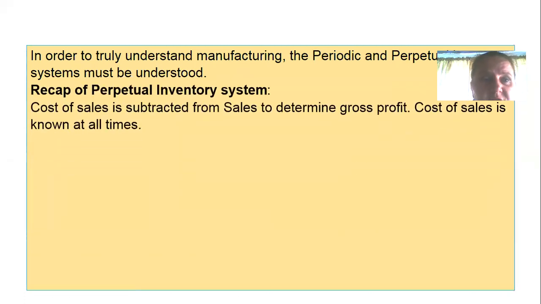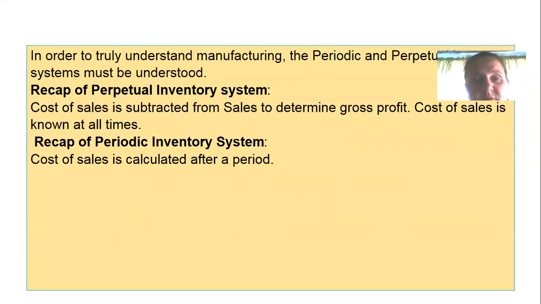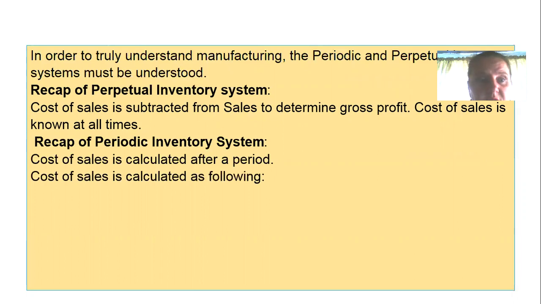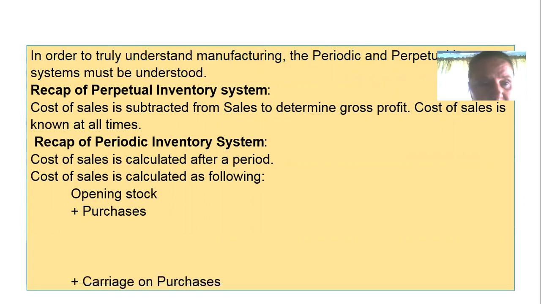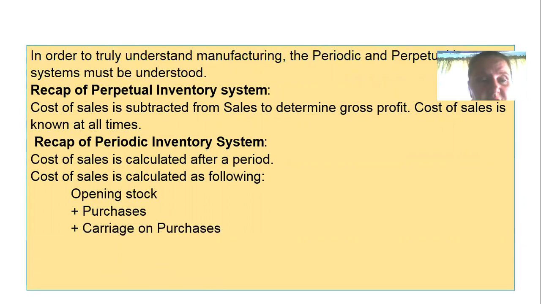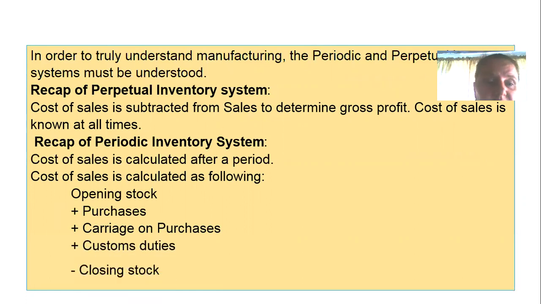With a perpetual inventory system, we know what cost of sales is all the time, so I can determine my gross profit at all times. With a periodic inventory system, it is only calculated at the end of a period, which means it is not known. In order to calculate the cost of sales, you need to know what opening stock is. Then you add purchases with everything that may entail, add carriage on purchases with everything that may entail, and also add any other costs like customs duties. From that figure, you subtract whatever stock you have left at the end of the period, and that will give you your cost of sales.